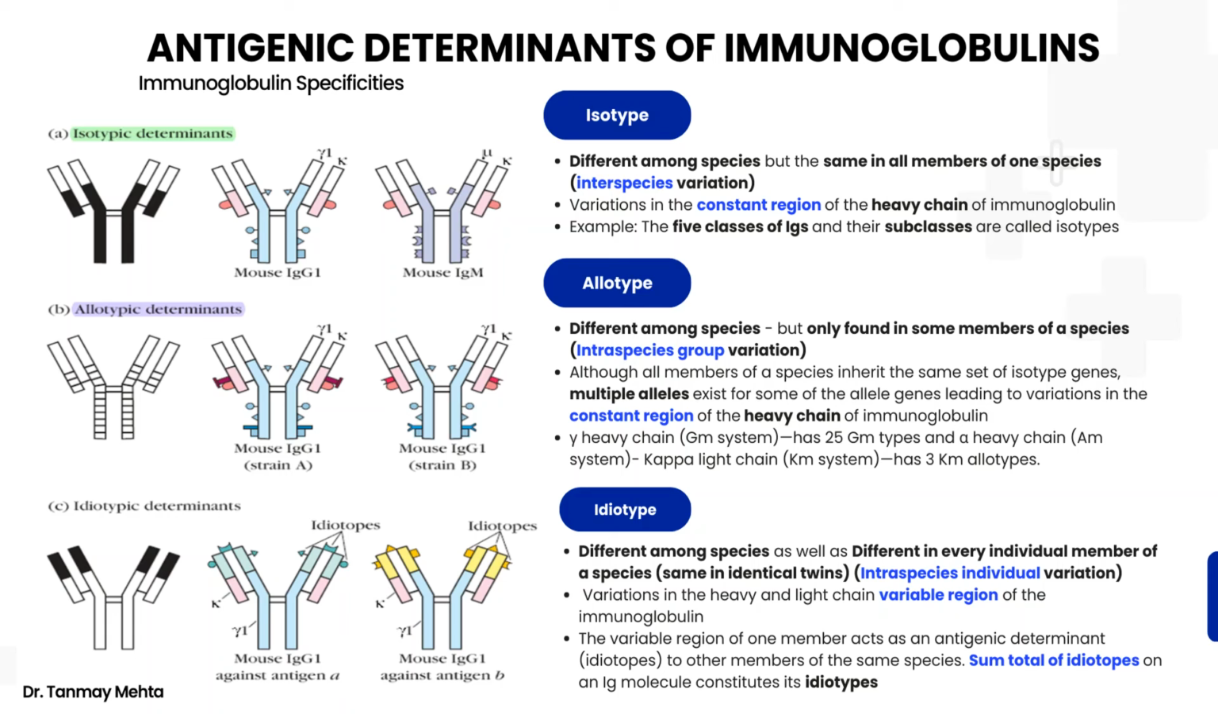So this is a very important topic and you can be tested on various concepts, especially you should know how they are different and what the examples of them are. And idiotype allows us to have the possibility of 10 raised to 8 different antibody molecules against different antigens. So the large capacity to neutralize the antigen is possible with these idiotypic determinants. So that's all for antigenic determinants of immunoglobulins.